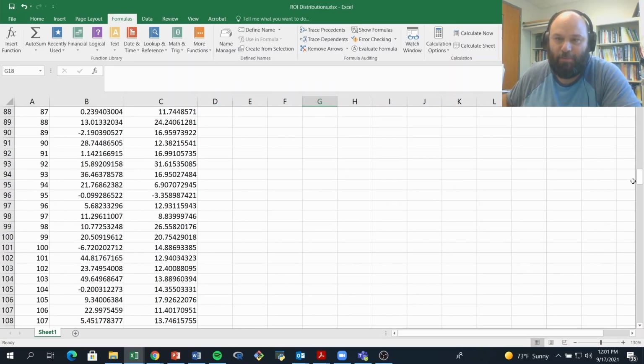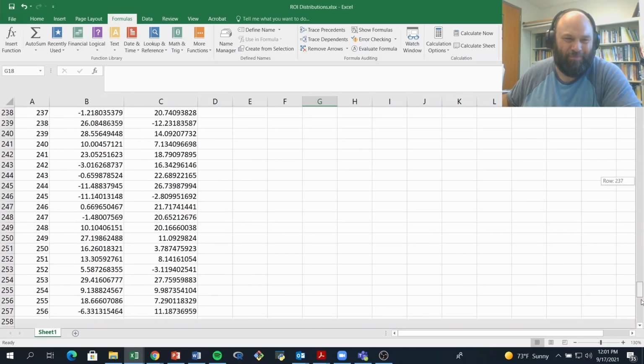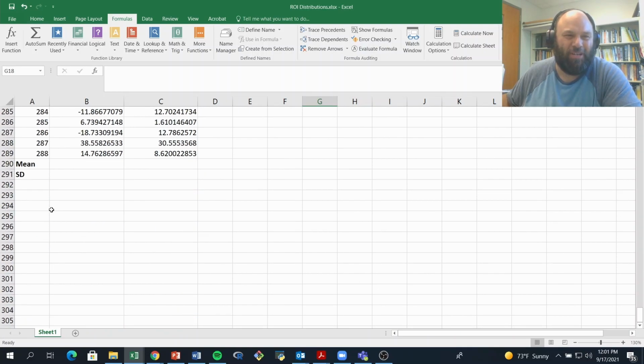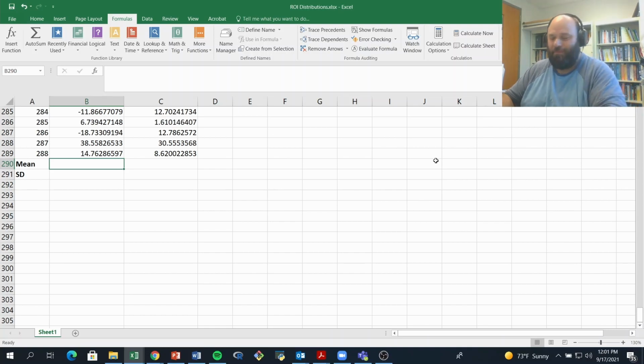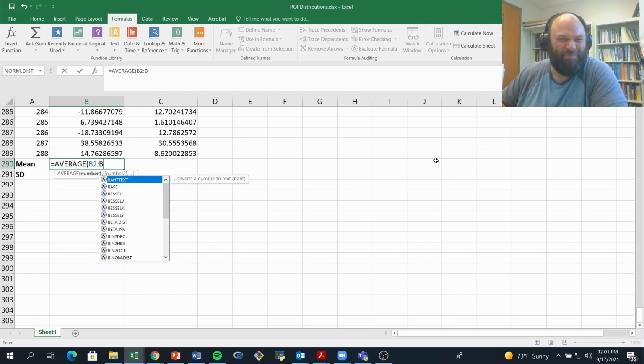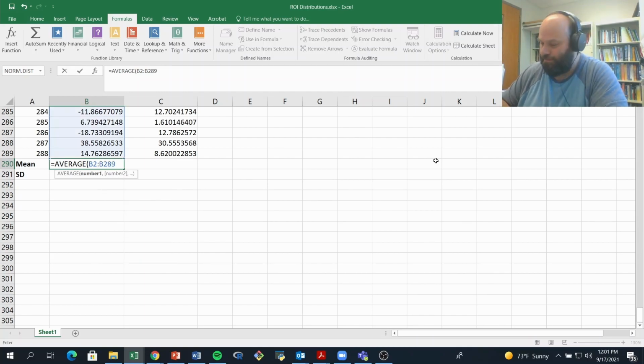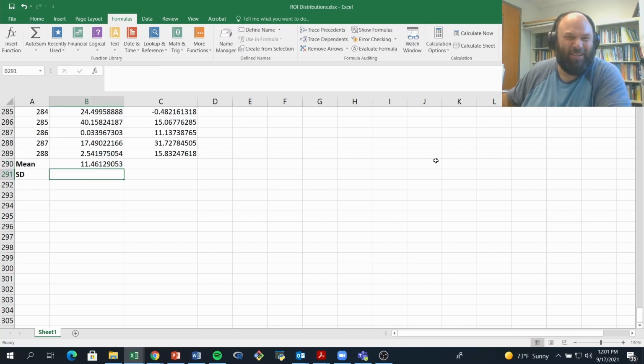So I'm going to scroll to the bottom, and we've got 288 days. That's how many we have. So column B was Fund 1. So let's find the mean. Remember, we do that by typing average, and then we give the first cell and the last cell, and hit enter. So this gives us an average of about 11.46.